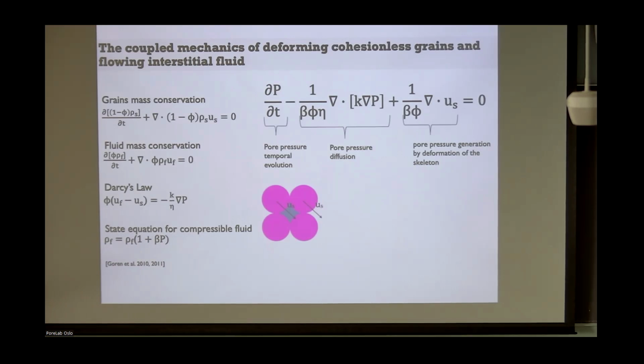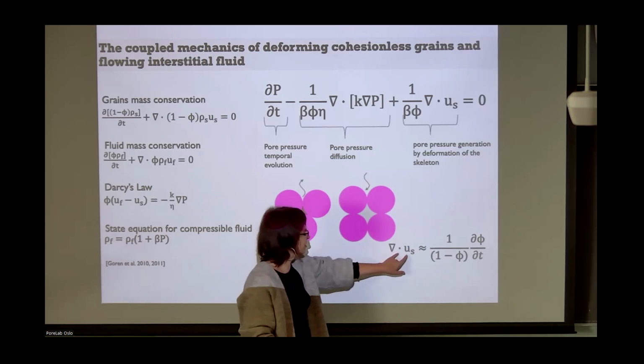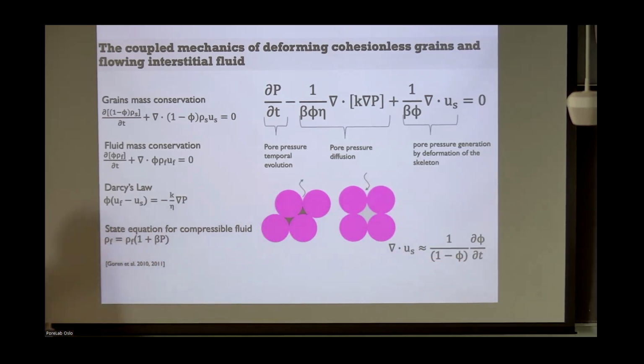So you have the grains here and the pores in between them. And when these grains compact, that means the divergence is negative, that's convergence, and the pore pressure will increase. And this is a divergence, and the pore pressure will decrease. And so there's a connection between the divergence of the solid and the rate of change of the porosity.